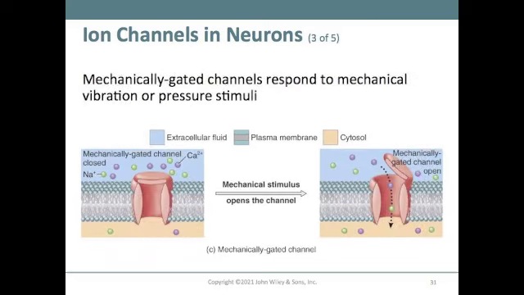Here's another type of ion channel, and these are mechanically gated ion channels, so they're going to respond to some sort of mechanical stimuli, whether it's vibration or pressure. Vibration or pressure can open up this channel, and that's going to cause a reaction where there's going to be some sort of diffusion of ions that way.